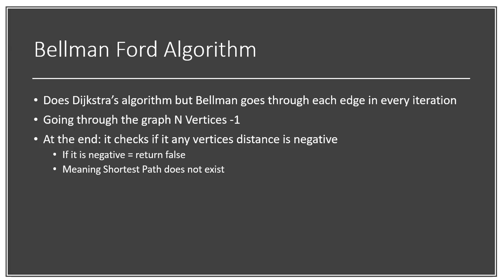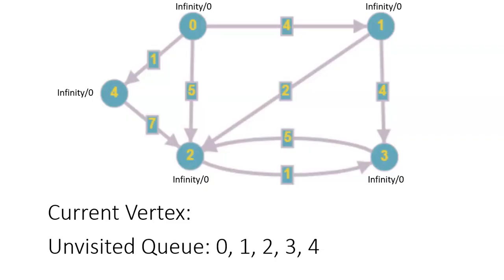So let's take a look at this example. We start out with a graph like this. We set all vertices' distances to infinity and the predecessor pointers to null or 0. We pop the 0 out of the queue and start checking the adjacent vertices.